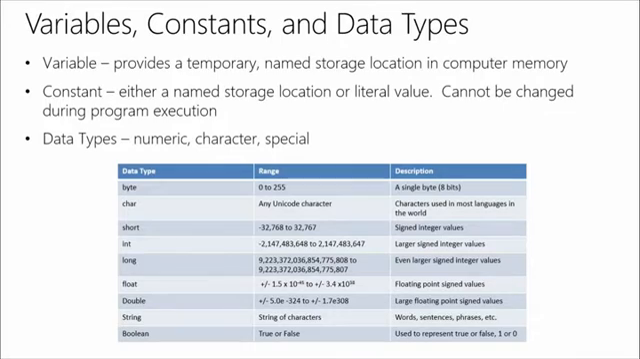So again, at a very high level, these are variables, constants, and data types that you'll work with in your program itself. And these are the core pieces that allow you to represent the real-world data that you'll need to work with in your program.